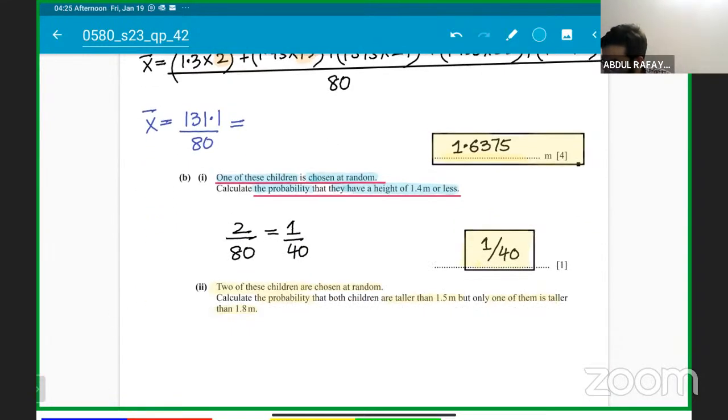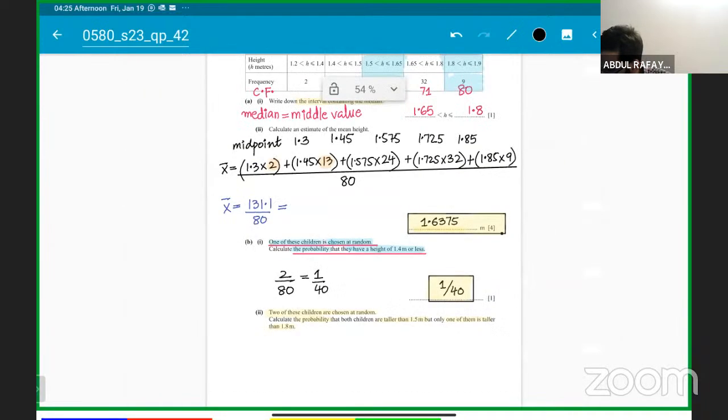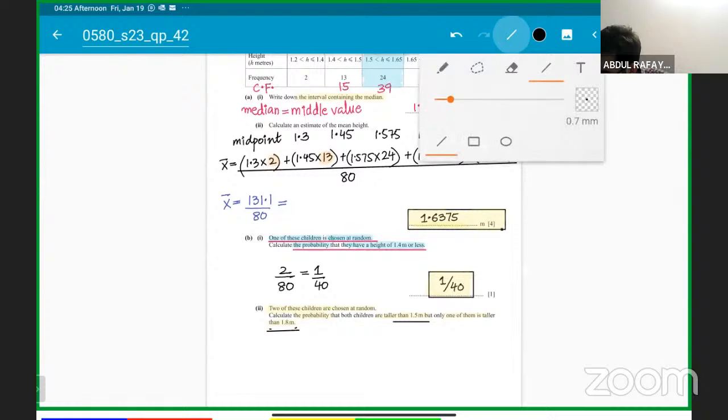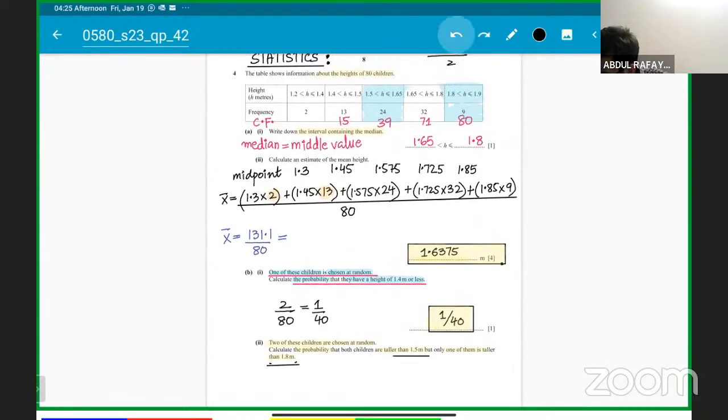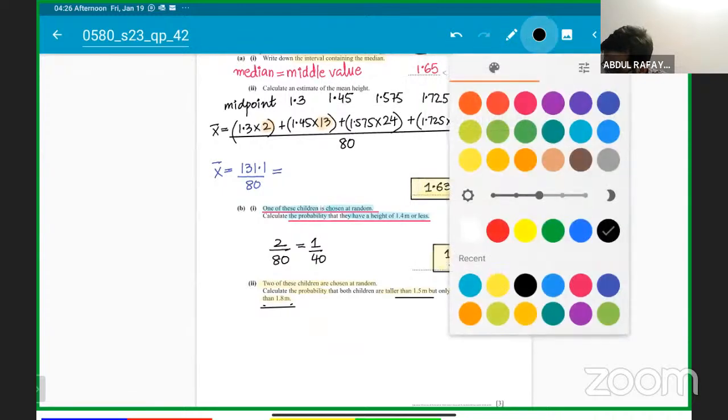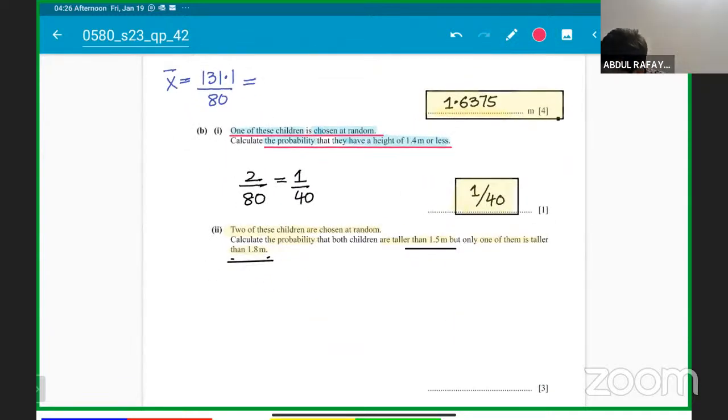Both the children are taller than 1.5, follow very carefully, okay, students? But only one of them is taller than 1.8 meters. So we have 9 here. That 9 children are taller than 1.8 meter, and there are 24 plus 32 plus 9 children that are taller than 1.5 meter. Okay, everyone getting it? Following, students? So how will you do it? Follow very carefully. Otherwise we become confused, so let's first choose the boy that is taller than 1.5.